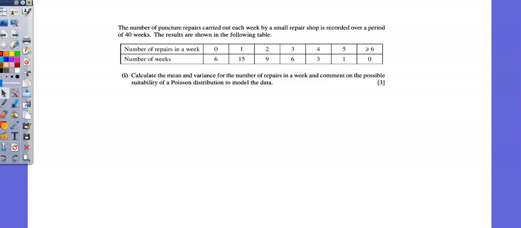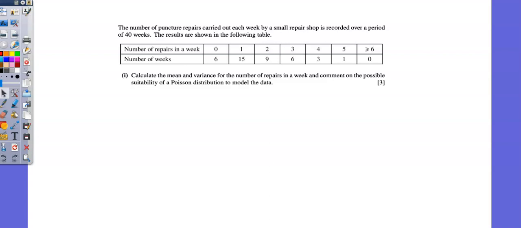This is 9231 Further Probability and Statistics, Topic 3, Chi-Squared Tests. This is from paper November 2019-21, question 11b. The number of puncture repairs carried out each week by a small repair shop is recorded over a period of 40 weeks. The results are shown in the following table.